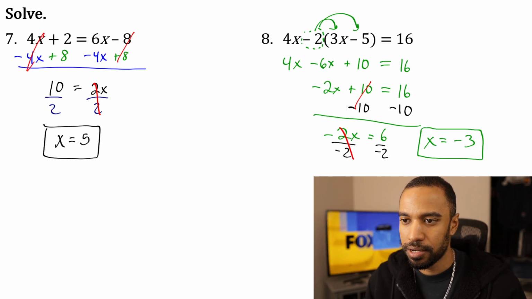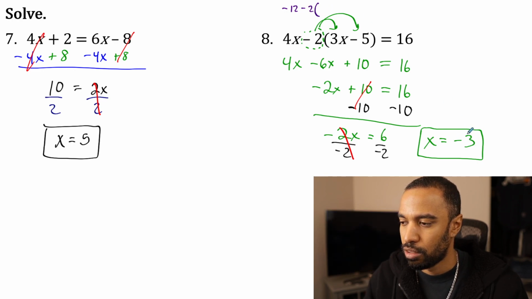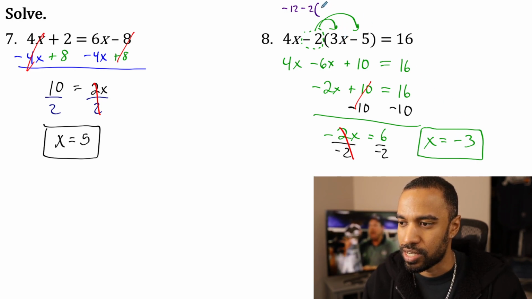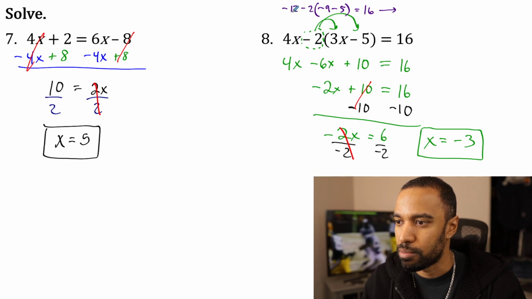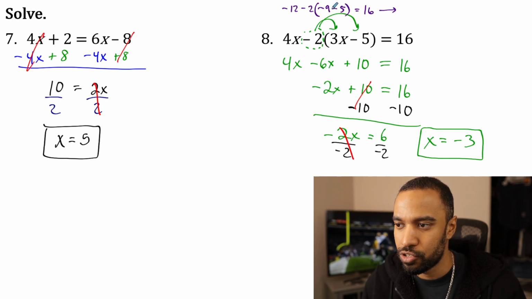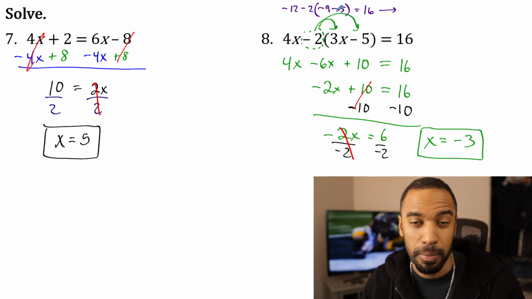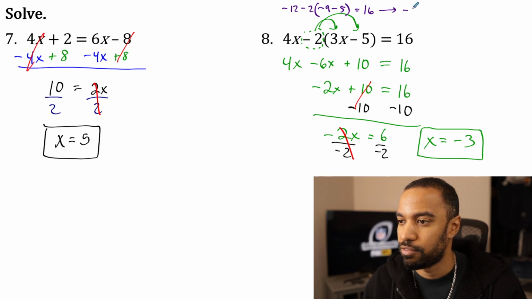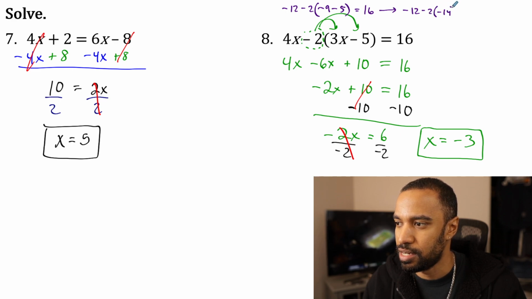As a double check here, 4 times negative 3 is negative 12, minus 2 times 3 times negative 3 is negative 9, minus 5, let's see if that's 16 here. Remember, I can't subtract these yet. The negative 2 multiplies with what's inside here. I don't have to distribute here because I can combine these like terms. It's negative 12 minus 2 times negative 14. Let's see if that becomes 16.